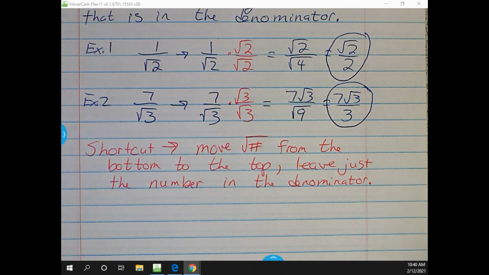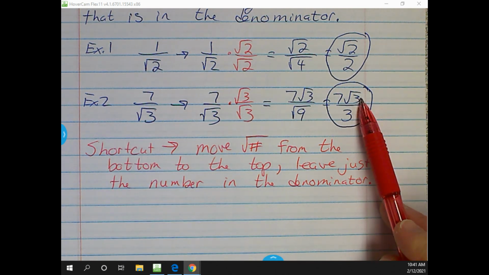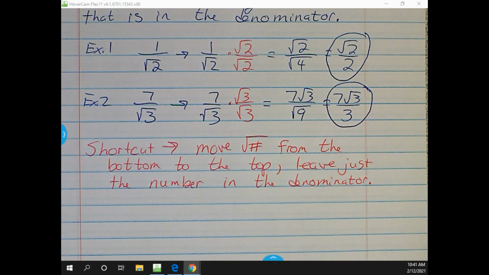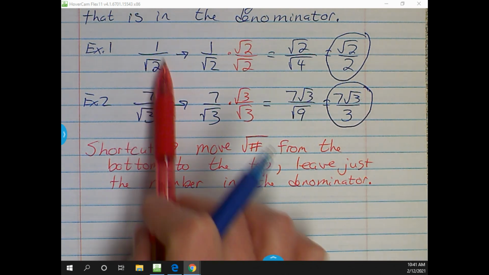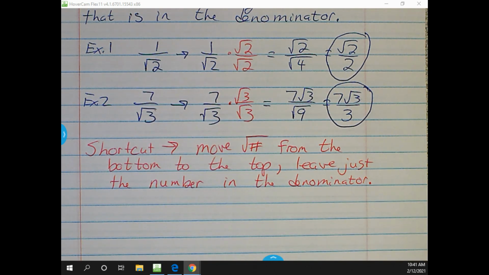Okay, and if you look at the two examples above here that we did, that's kind of what we did. We had 7 over the square root of 3. We moved the square root of 3 from the bottom to the top. On the bottom, we left just the number. Same thing here. We took the square root of 2 from the bottom to the top. On the bottom, you leave just the number.